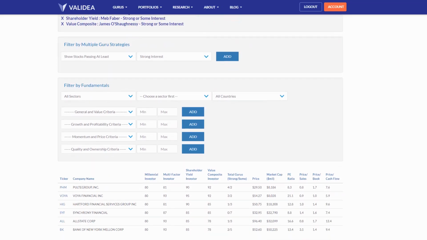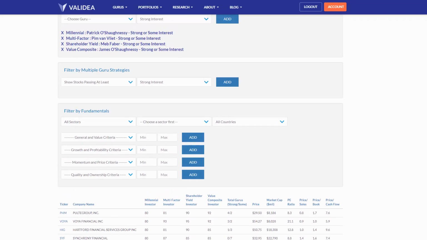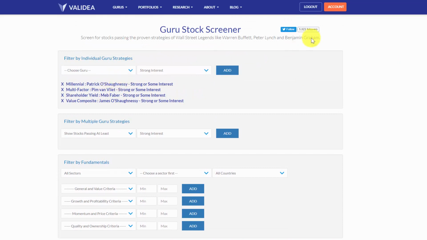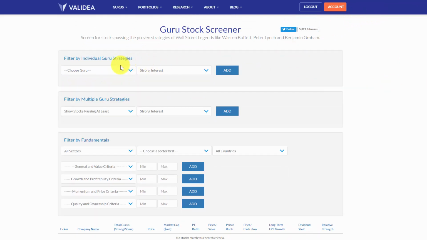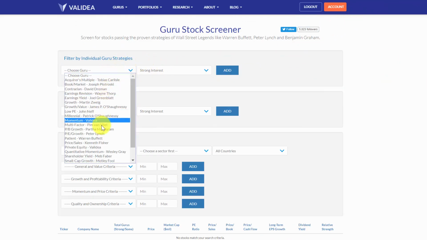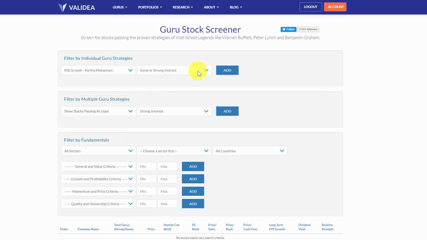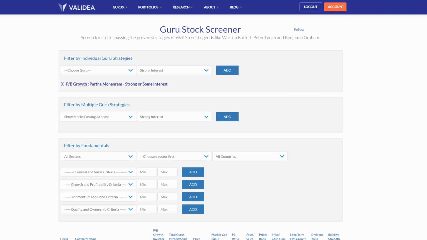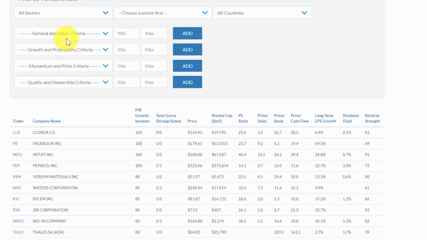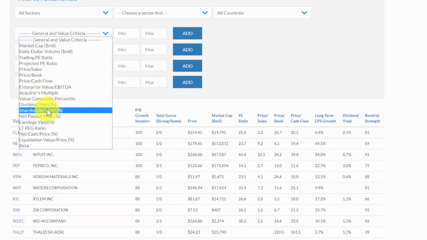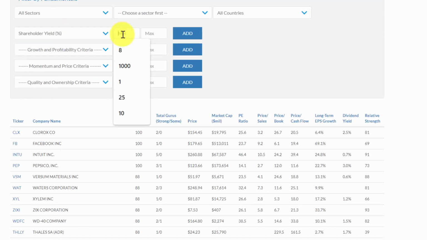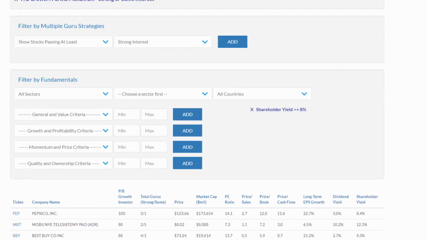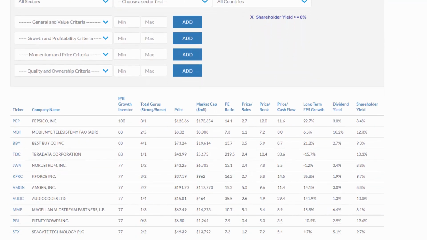In addition to that, we could screen on a particular strategy that doesn't use shareholder yield, but then add in this fundamental factor so we can use it as a sorting mechanism. So for instance, let's say we wanted to look for growth stocks. We could use the Price to Book to Growth Investor model based on Partha Mohan Ram, which is a growth-oriented investment strategy. We can then add in shareholder yield as an additional fundamental criteria. We can sort the list by shareholder yield to see which stocks score highest according to this value.